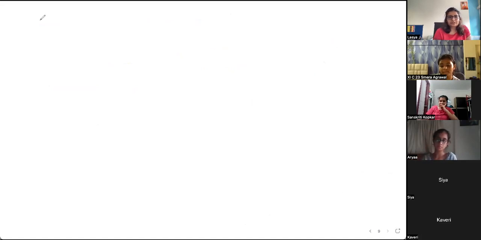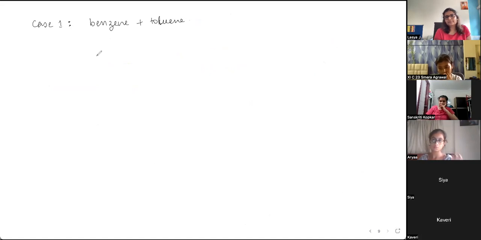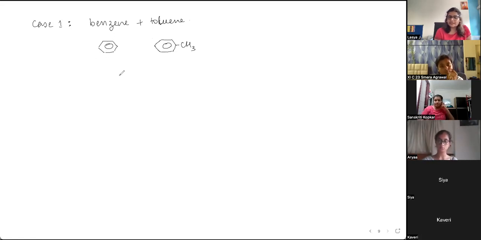Okay. So I'll take some examples for these, for non-ideal solutions. All right. So case 1, let's take a mixture of benzene plus toluene. Benzene's structure is a 6-member carbon ring with resonance. Toluene is also pretty much the same, a 6-member carbon aromatic ring with resonance, and there's an extra CH3 there. So before mixing, benzene's molecules are like this.